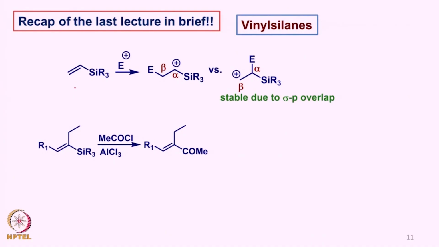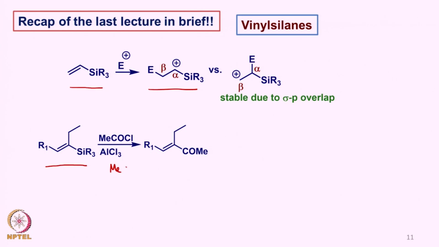We will briefly look at what we did in the last class and then proceed further with the remaining part of the lectures. What we discussed was the chemistry of vinyl silanes, and we saw that vinyl silanes react more or less in a similar fashion to allyl silanes, where the emphasis was on the beta carbocation stability. And we also looked at the retention of the configuration of the double bond if the well-defined double bond is reacted with an electrophile such as here.